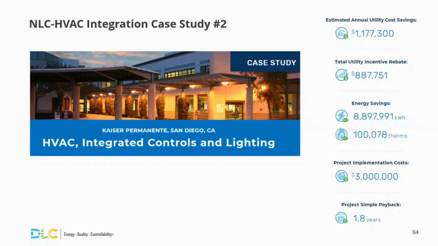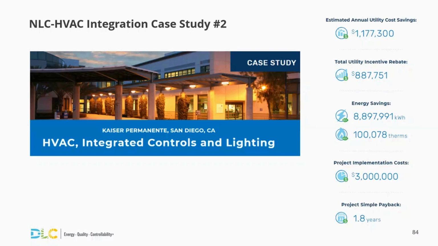Wilden made extensive upgrades, including replacing the lights with NLC, integrating the controls, and also replacing all the HVAC fan motors with variable speed drives. These numbers are for all the retrofit upgrades combined. The $3 million retrofit project would have paid back in 2.5 years without incentives, and efficiency incentives brought the payback down to 1.8 years.